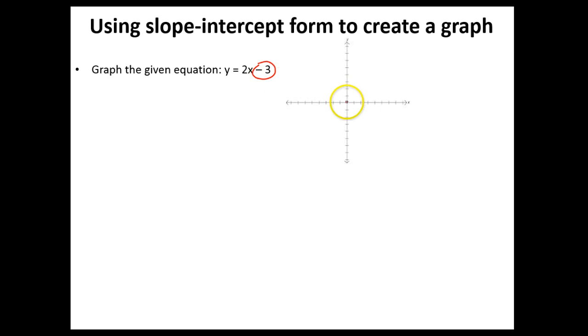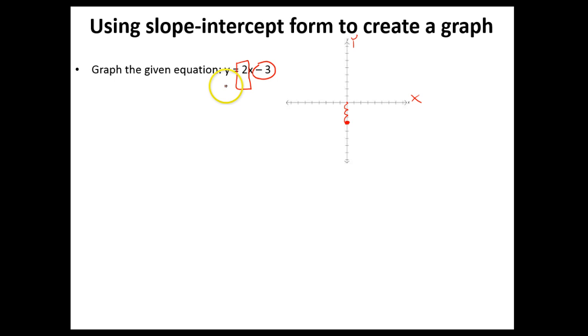So here's 0. Remember, this is the y-axis, this is the x-axis. So I'm going to go 3 below 0. -1, -2, -3. I'm going to put a point right there. So my first point is going to be my y-intercept. Now, my slope. Well, this is my slope.